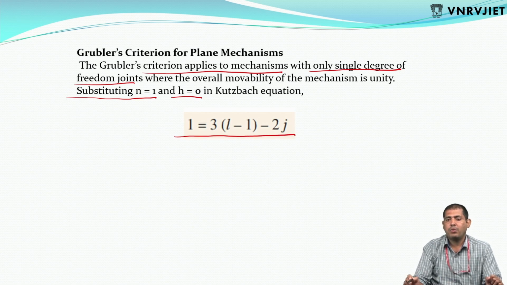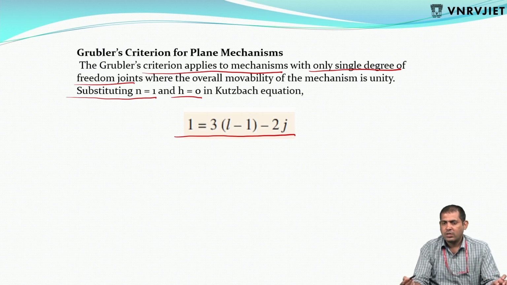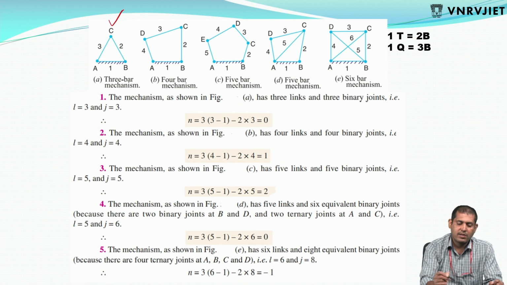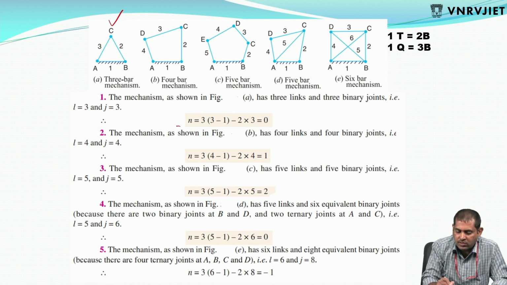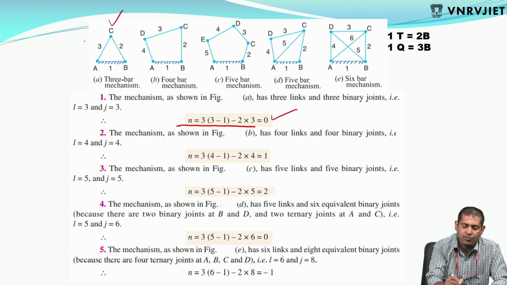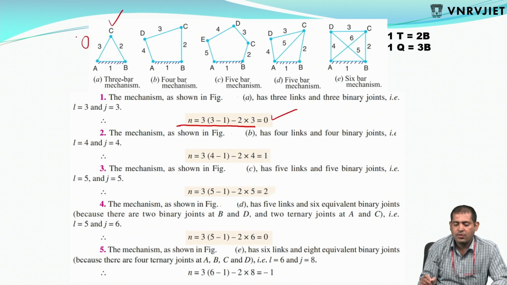This is called Grubler's criteria, where the Kutzbach criteria gives 2 degrees of freedom, 3 degrees of freedom, but this Grubler criteria restricts to 1 degree of freedom, which is applicable for plane mechanisms. Now, for example, here there are a few cases. A 3-bar mechanism is seen to be fixed or locked. Substituting into N is equal to 3(L minus 1) minus 2J, N is equal to 0. So 0 degrees of freedom. It's a locked chain.